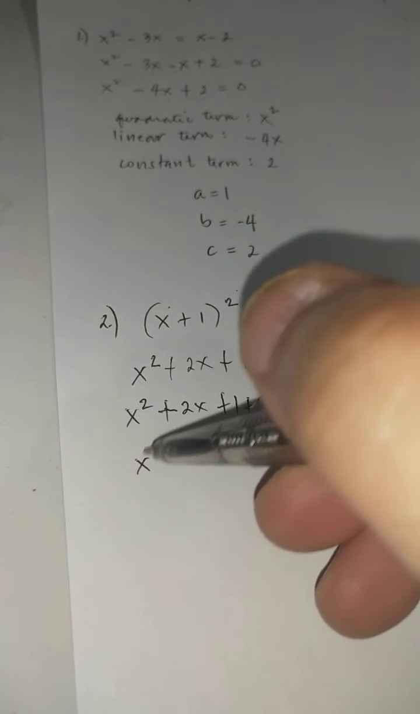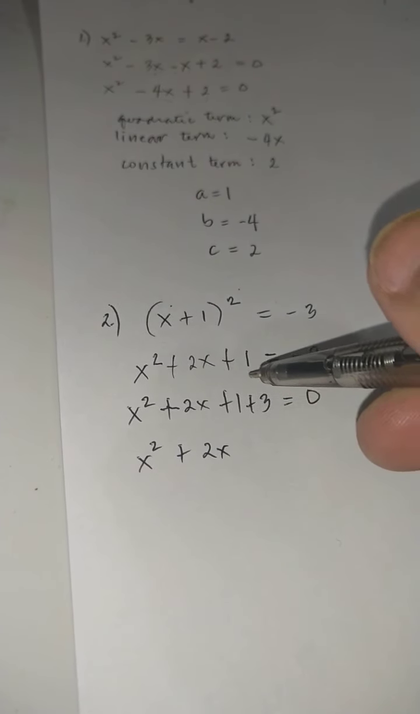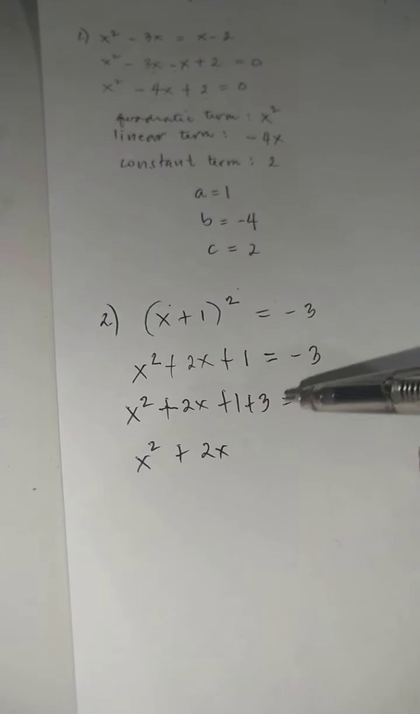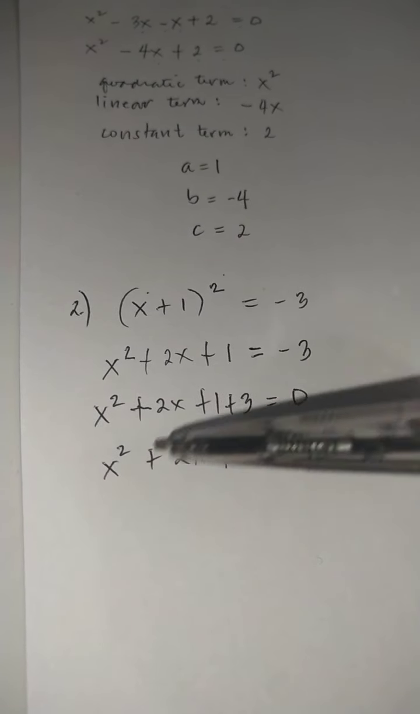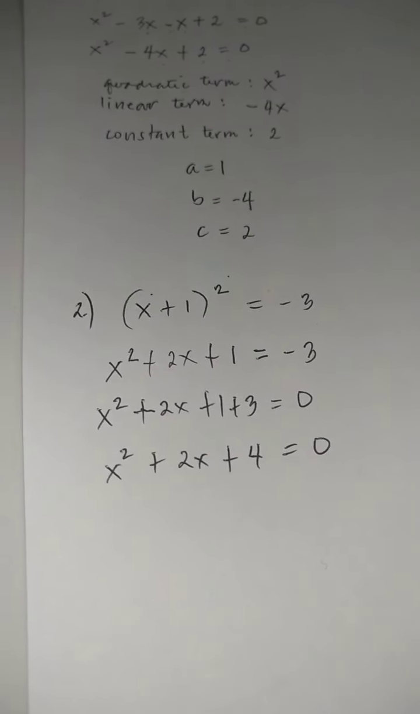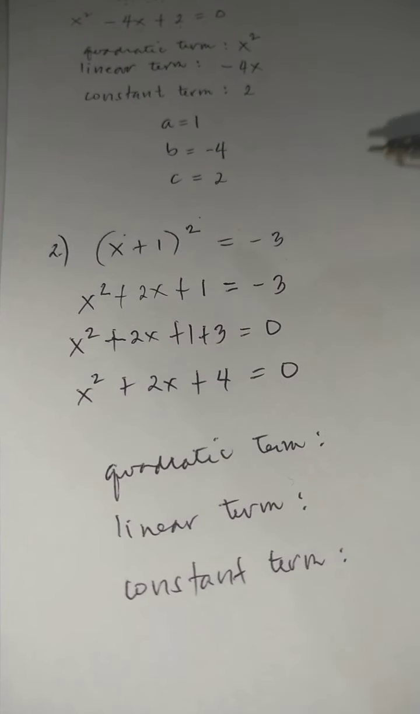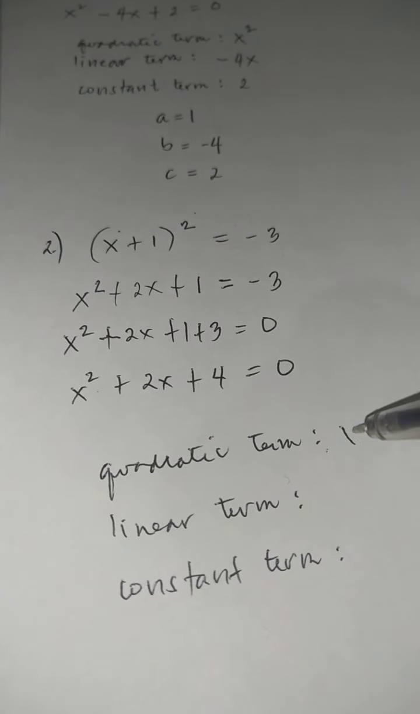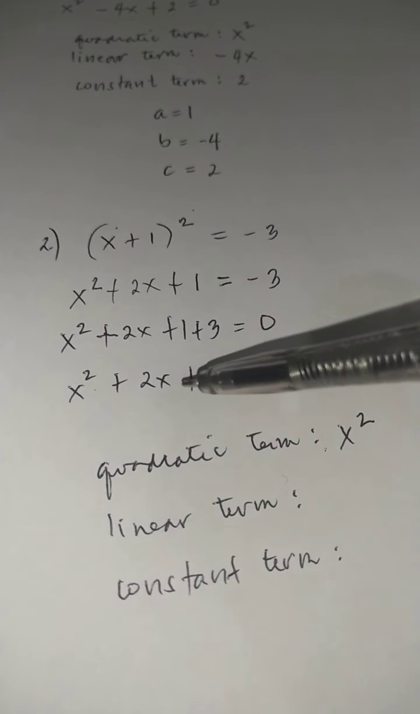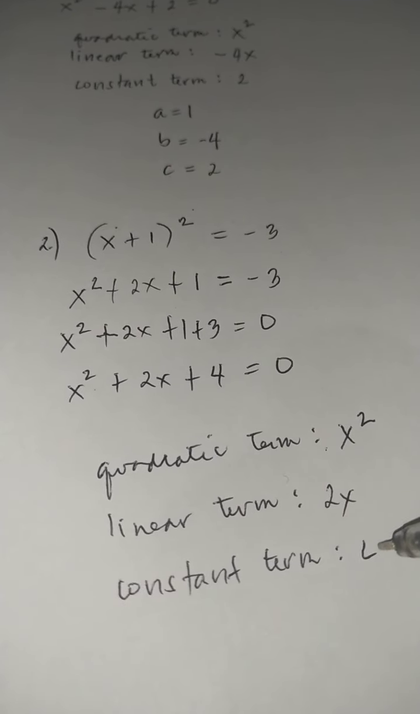Then we have x squared plus 2x. We combine this one because they are like terms. 1 plus 3 is positive 4 equals 0. It is now in the standard form. Since it is already in the standard form, we can now identify the quadratic term. The quadratic term is x squared. The linear term is 2x. And the constant term is 4.